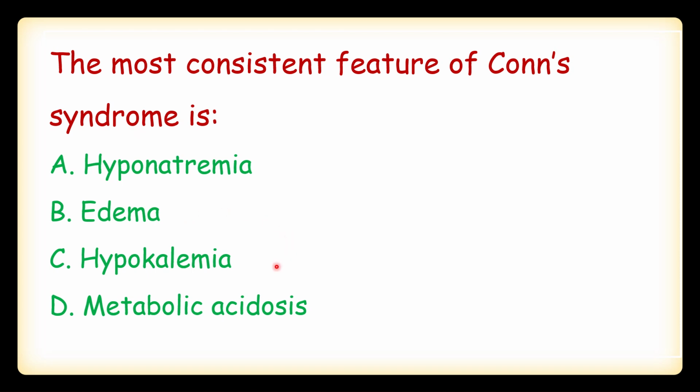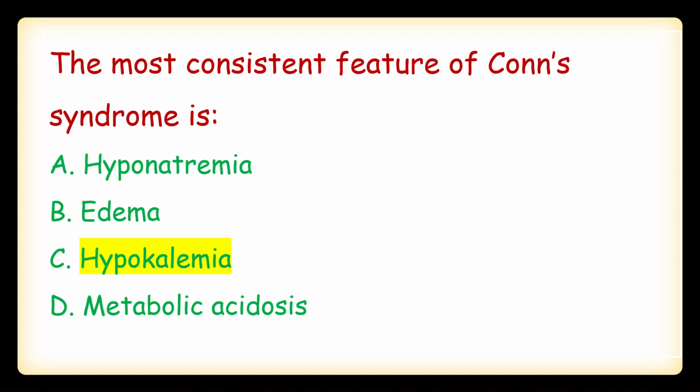And then coming to the hypokalemia, this is the correct answer, because we know that increased aldosterone causes the excess excretion of potassium, so it leads to hypokalemia. And metabolic acidosis, no, the hypokalemia will always lead to metabolic alkalosis by causing the secretion of hydrogen ion into the lumen. So the answer to the question is the most consistent feature of Conn syndrome is hypokalemia.